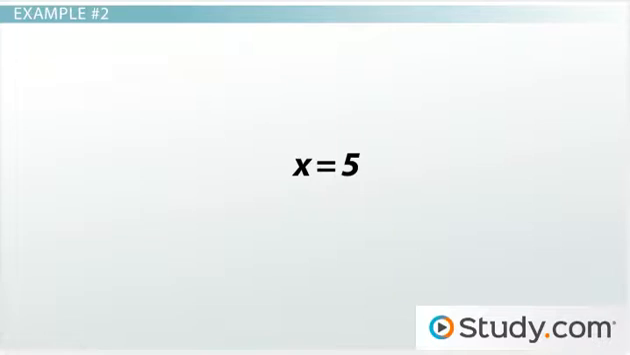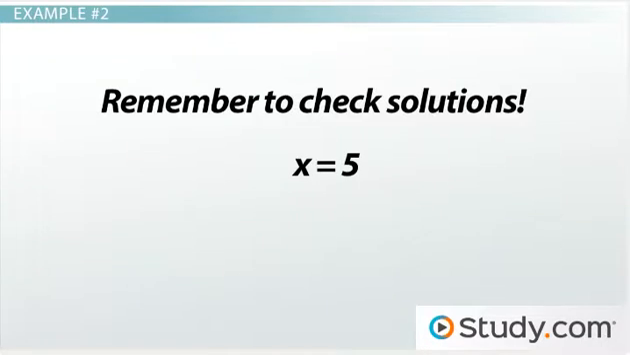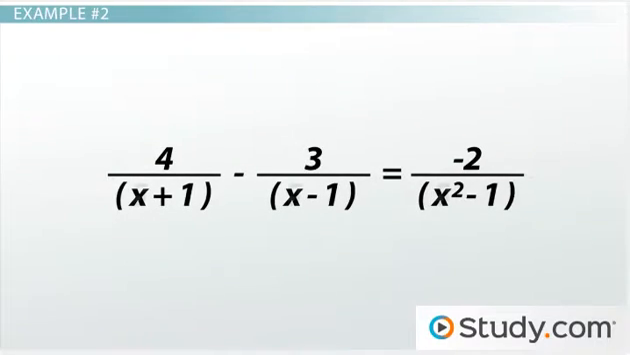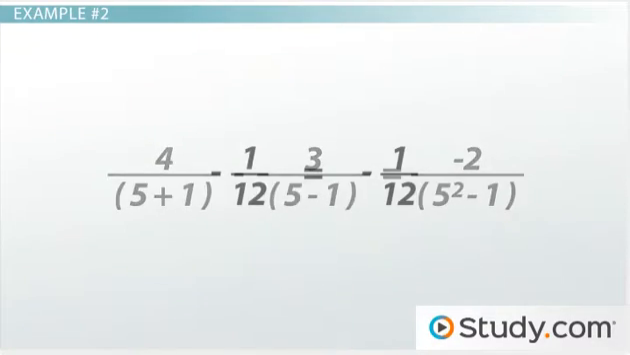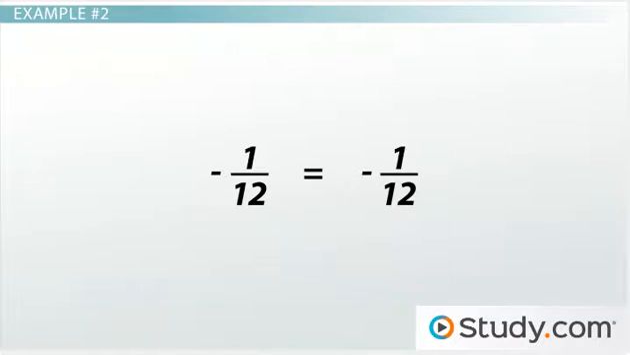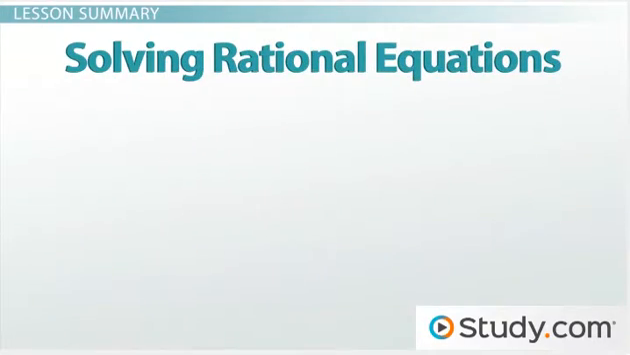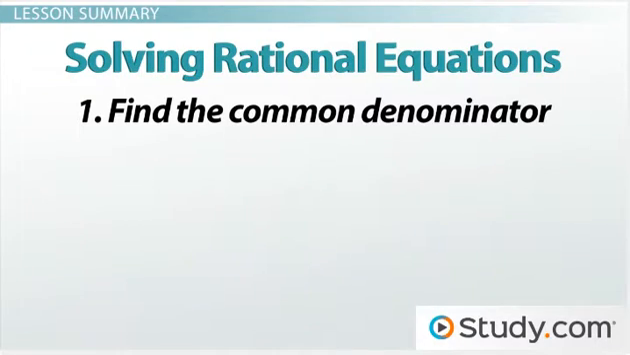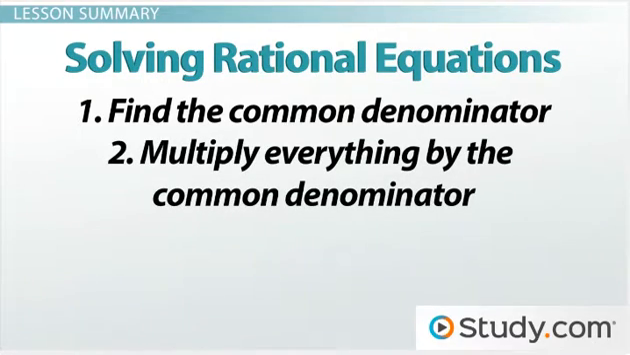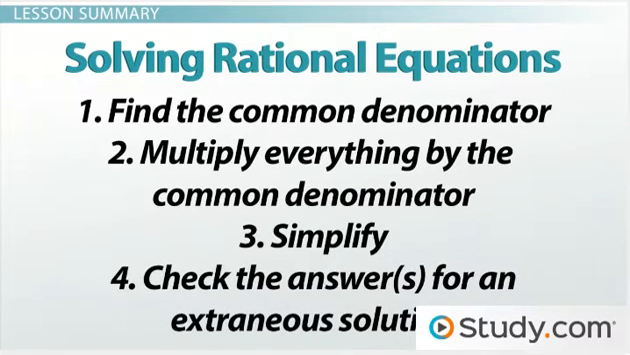X equals 5. It looks like our answer is 5, but we need to double check. I replace all of the x's with 5 and simplify. It turns out 5 works, and it is the solution to our equation. And so our solution checks. The steps to solving a rational equation are: find the common denominator, multiply everything by the common denominator, simplify, check the answer or answers to make sure there isn't an extraneous solution.